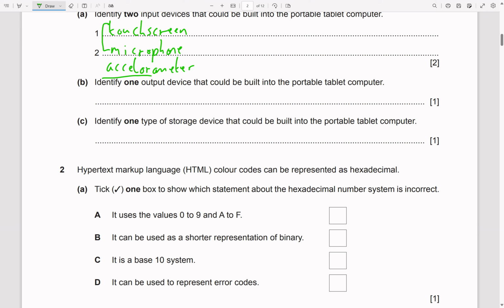Right, so then, the next one, we want to identify one output device that could be built into the portable tablet computer. Again, of course we could say screen, touchscreen. However, since we've mentioned that already, let's try and say something else. Let's think, what's going to output sound? So that's going to be a speaker.